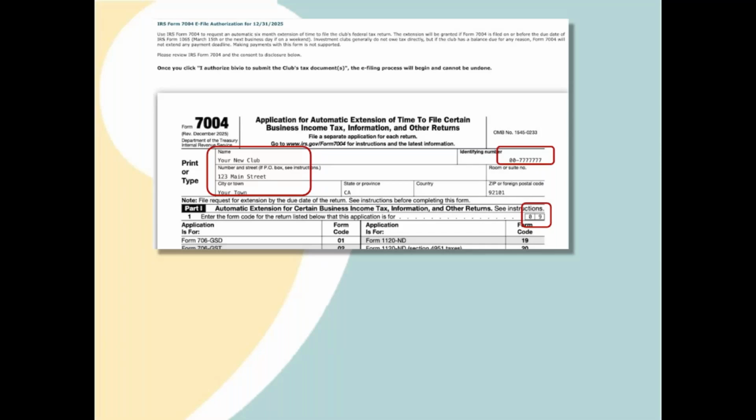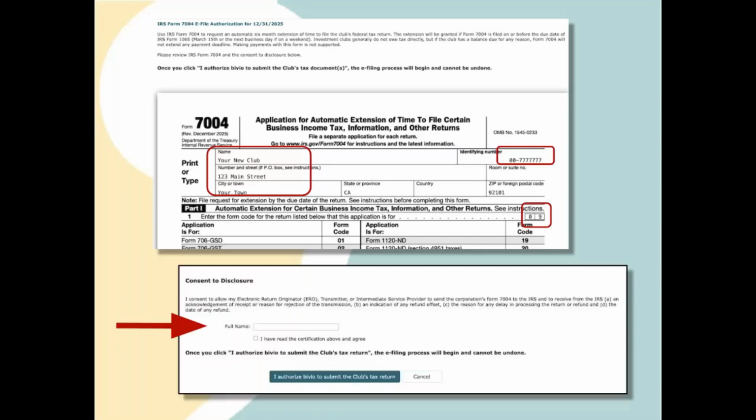At the bottom of the page, read the consent, then type your full name and click to confirm that you agree. When you are ready, click the link to authorize bivio to electronically submit the club's extension request. The e-filing process will begin, and it can't be undone.